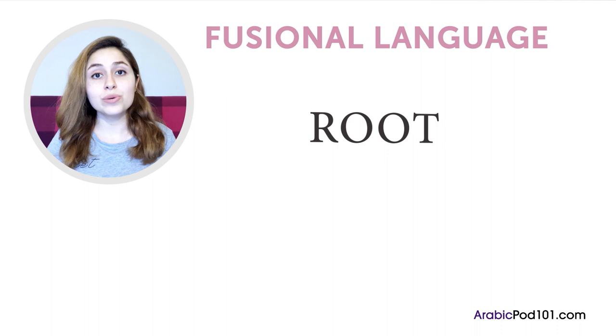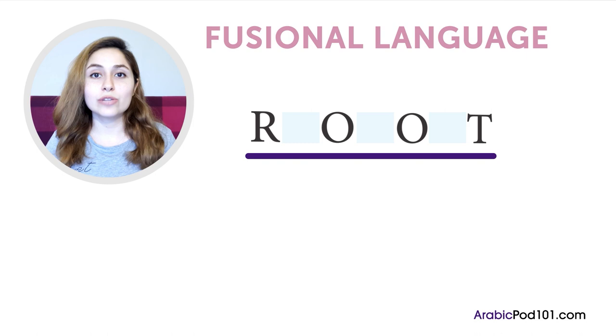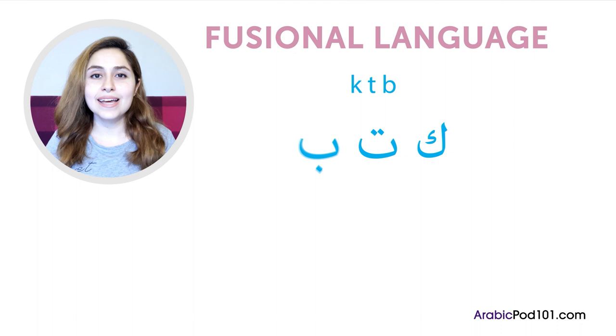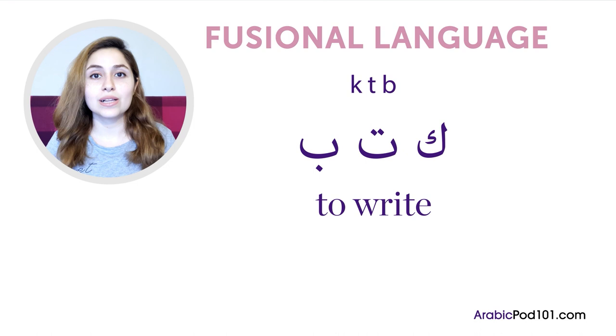In other words, letters are inserted not just as prefixes or suffixes to the root, but also in between the root letters to form new words. Let's take a look at one of the most basic verbs in Arabic. The root is كتب. The root just on its own is the singular past tense form of the verb. This is also the form we use to look a word up in a classical Arabic to Arabic dictionary.